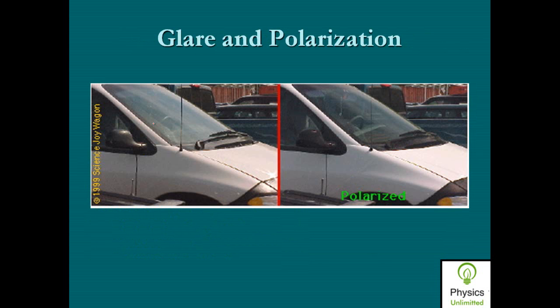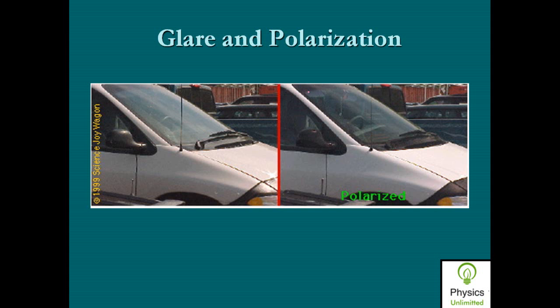Here you can see the difference between the windshield of a car. This car is not coated with any Polaroid sheet, while here the car is coated with a Polaroid sheet. Due to the excess amount of glare of light falling on this glass plate, which is the windshield of the car, you cannot see the steering of the car clearly.